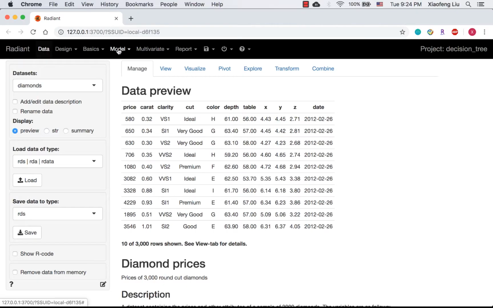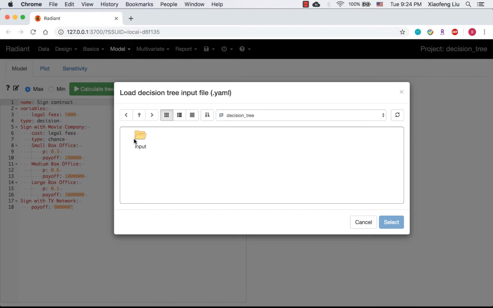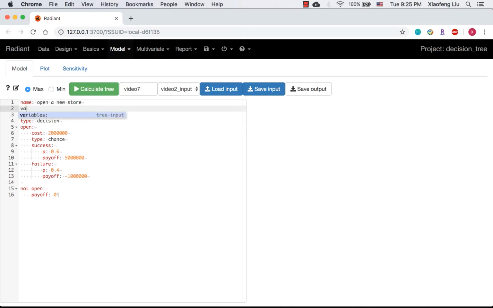Let's open up the decision tree page on Radiant. I'm going to use video 2 input YAML file as a starting point to build up the decision tree of example 4. So I'm loading the file here. This is a kind of complex tree, so I would prefer to define most of the numerical values as variables. You may wonder why. The first reason is the computation of many numbers involves other numbers. Variables can make the computation formula more readable.